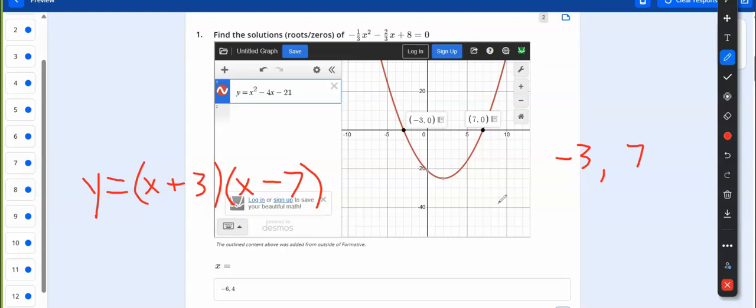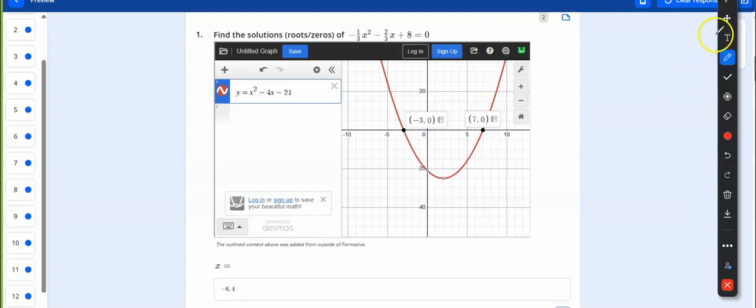Now, what happens if it is this one? What happens if you bring that value over and you get this and you type it into your graph and you see this picture? It'd be no solution? Correct. You have to be ready for that. No solution. Okay. If it doesn't hit the x-axis, then you know that there's no solution at all.